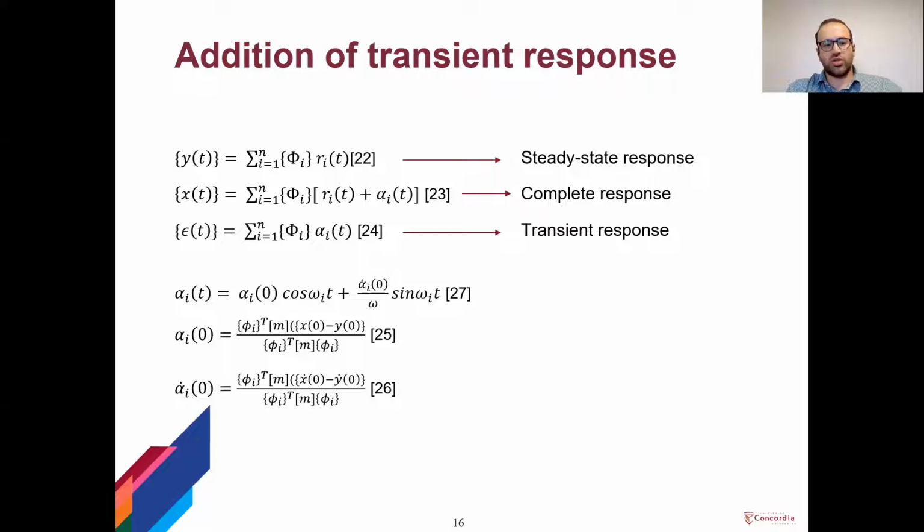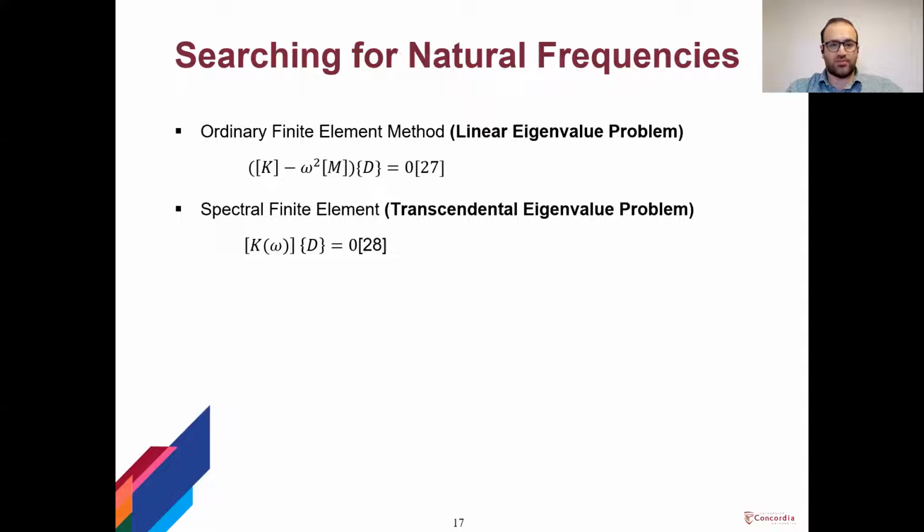The modal coordinates of the corrective function epsilon, which are shown with alpha, can be calculated based on equation 27. And we need to have the mass matrix of the system, natural frequencies and mode shapes, and the initial conditions of vibration. So we need to calculate the natural frequencies.